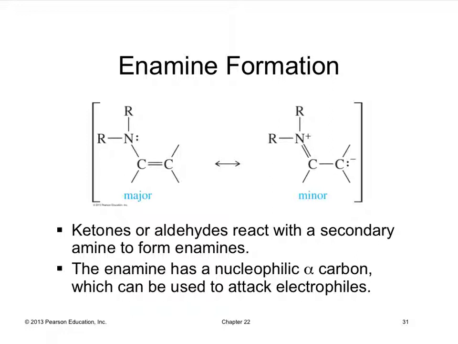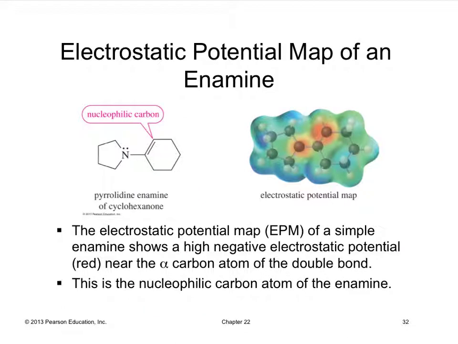Enamines: ketones or aldehydes react with secondary amines to form what are called enamines. The enamine has a nucleophilic alpha carbon, as you can see, so when you generate this, you can have electrons from your nitrogen come down and go to the carbon, so that you can now use this source to attack electrophiles. If we look at an electrostatic potential map of an enamine, here's a pyrrolidine enamine of a cyclohexanone, and shown here is your electrostatic potential, where the red part is near the alpha carbon of the double bond. This is that nucleophilic carbon, shown here.